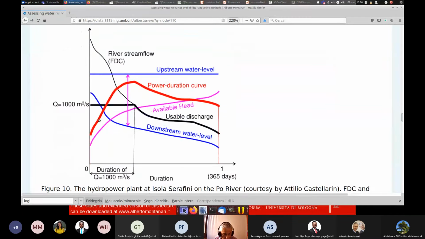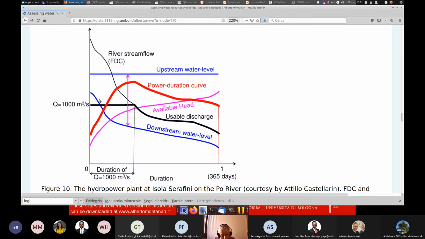But what is interesting to see is this representation. So first, the natural flow duration curve. You can have a look at my mouse that is running through it. Okay. So the black thin line is the natural flow duration curve of the Po River. Now, if you look at the black thick line, which I am going along with the mouse now, this is the withdrawn flow duration curve. And you see that it's called here usable discharge.